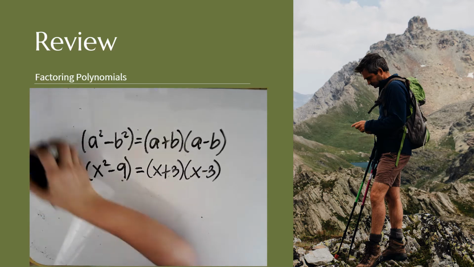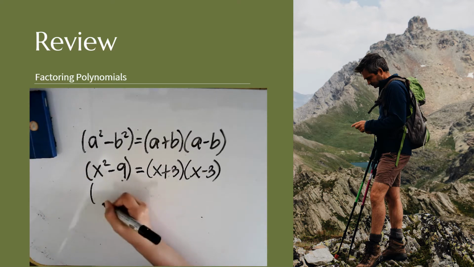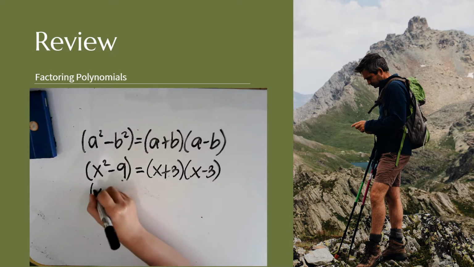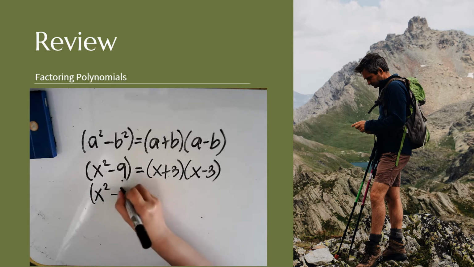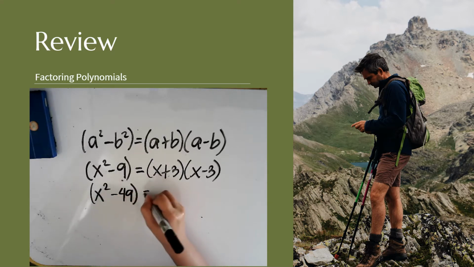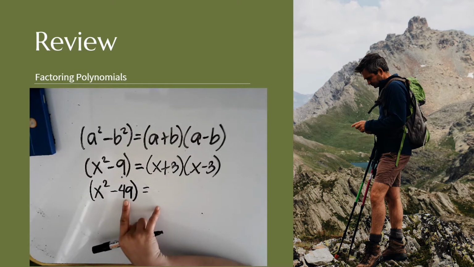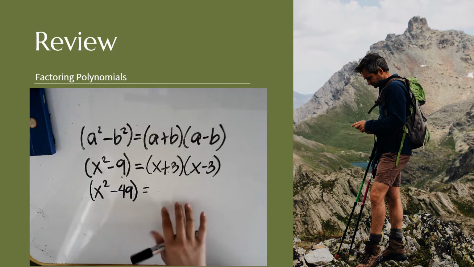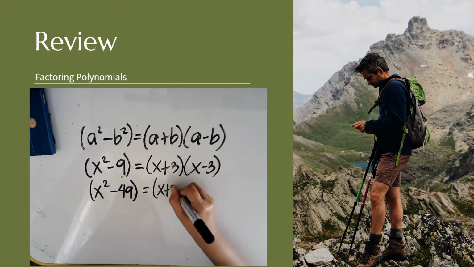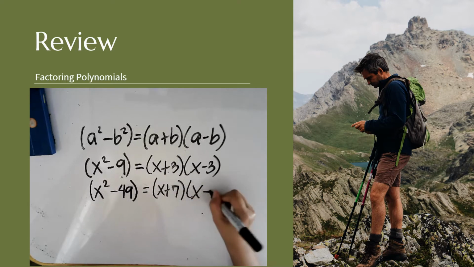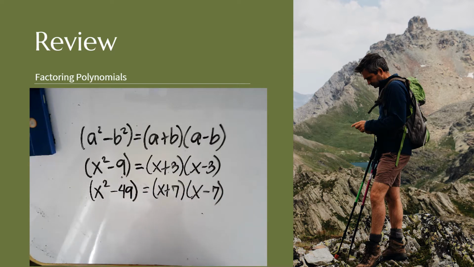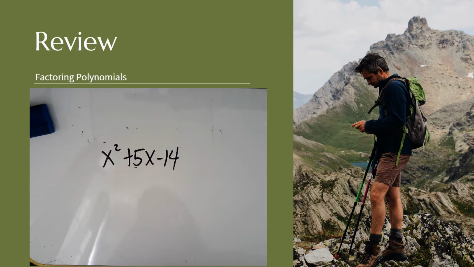Another one, let's say, what are the factors of x squared minus 49? So 49 can be expressed as 7 squared. Therefore, the factors are x plus 7 times x minus 7. Next one, let's factor x squared plus 5x minus 14.